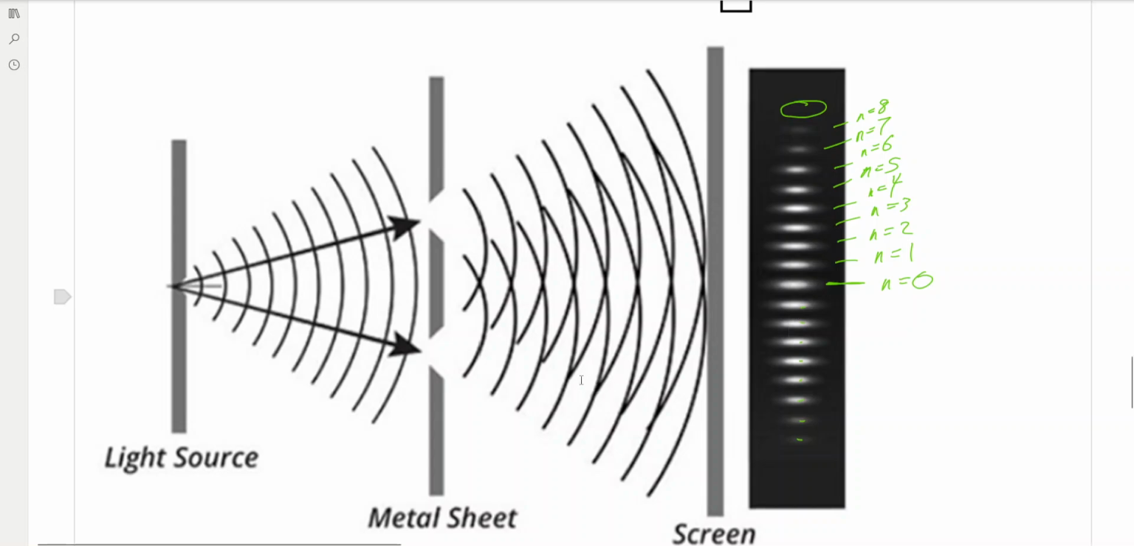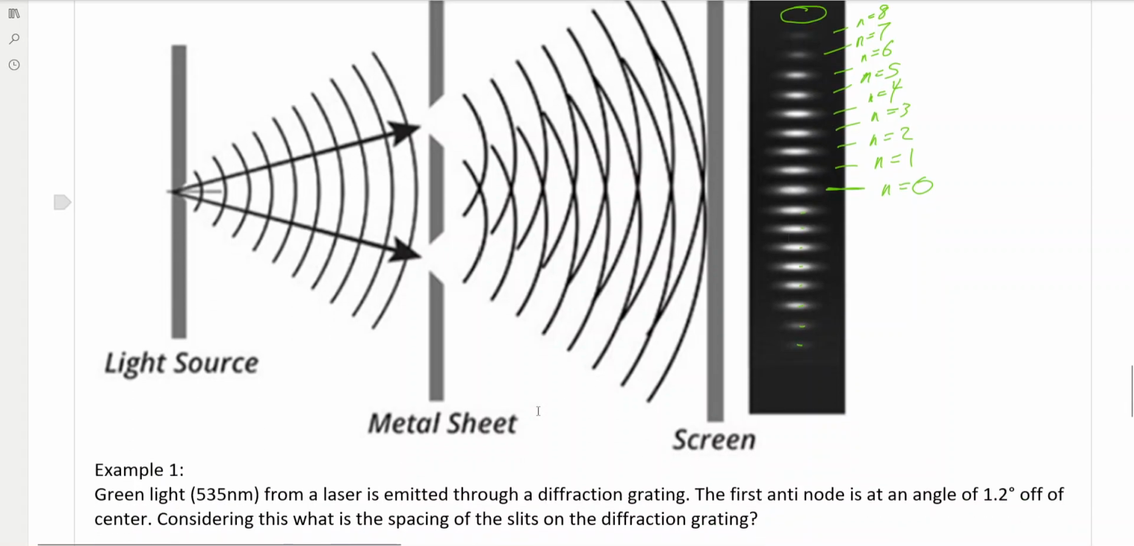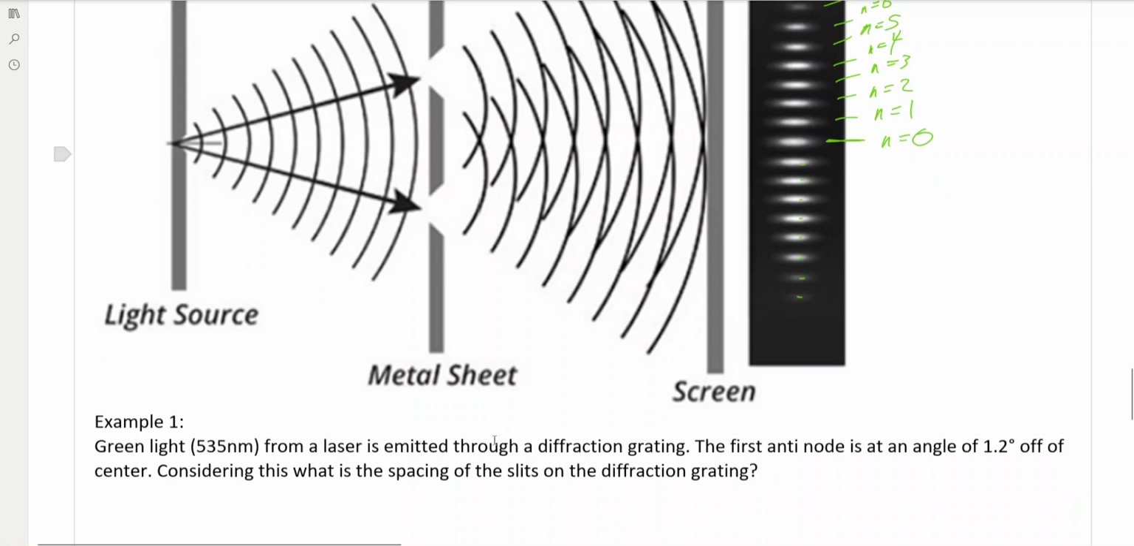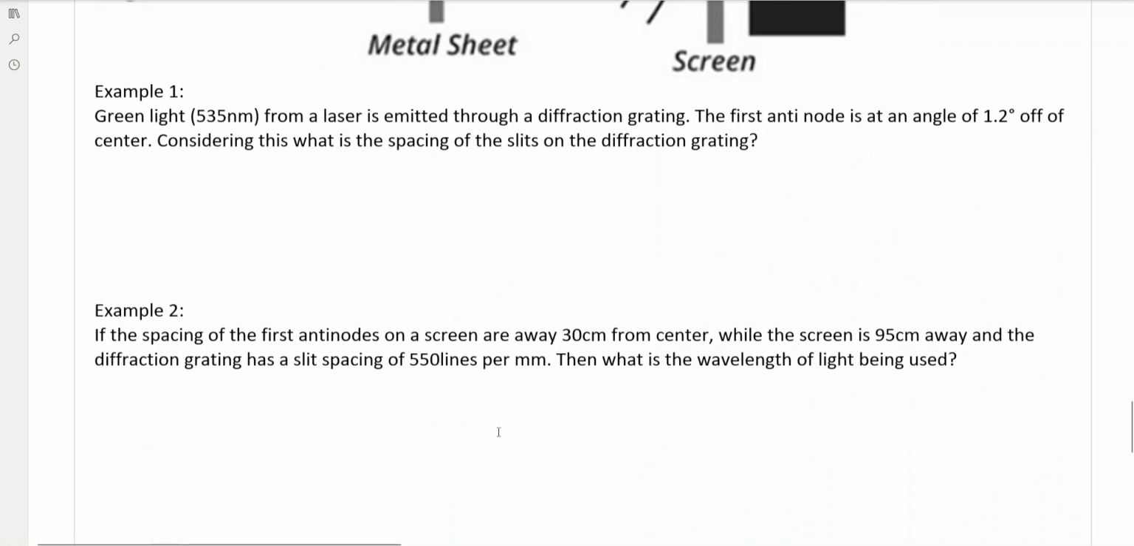Normally we don't see that many with modern, really tight diffraction gratings. We normally don't see that many. So with all that said, let's try a couple example questions.